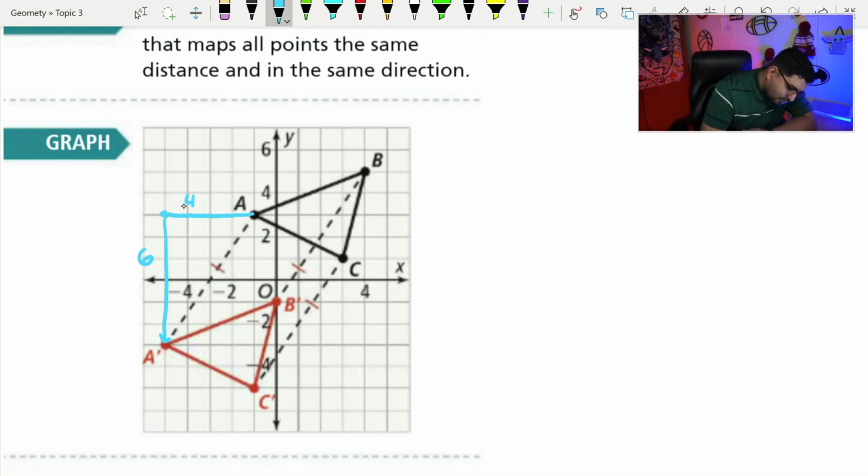So this would actually be referred to as -4 and -6 because I went to the left 4 spaces and down 6 spaces. B would follow that same exact movement and go to the left 4 spaces. And again, because I'm going to the left, it's -4, and I'm going down 6 spaces. Each of these points would map out exactly the same, going to the left -4, down 6 spaces. And that's typically how we translate something.